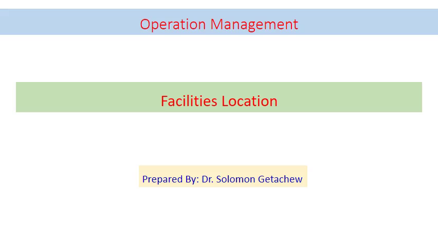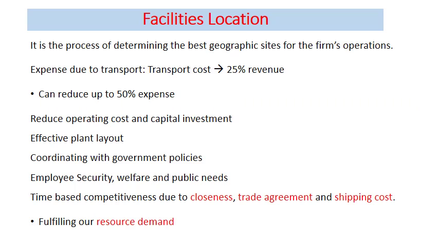First, facility means the warehouses, factories, offices, buildings, and so on. Determining those facilities' locations, determining the best location for a facility, is a good investment, or it is an essential task of the operations manager. Facility location is the process of determining the best geographic sites for the firm's operation.